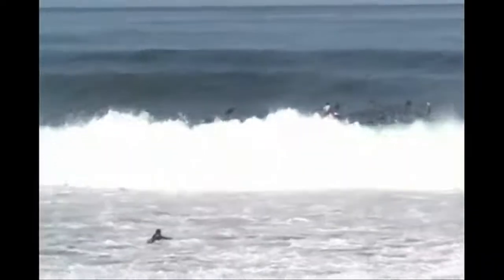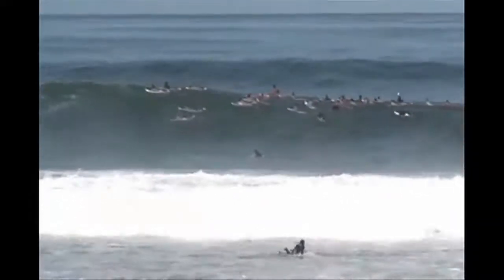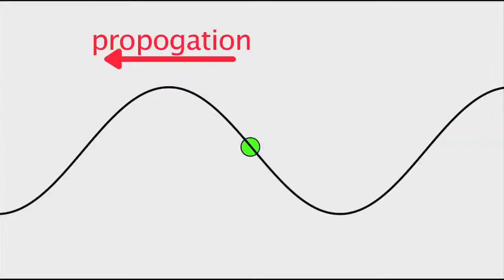Look at the surfers that are waiting for the waves. When they're on the front of the wave, they're moving up. And when they're on the back of the wave, they're moving down. Since the wave is propagating to the left, the beach must be to the left. If the beach is to the left and the green dot represents a surfer, then the surfer must be on the back side of the wave. Which direction must they be moving? They must be moving down.